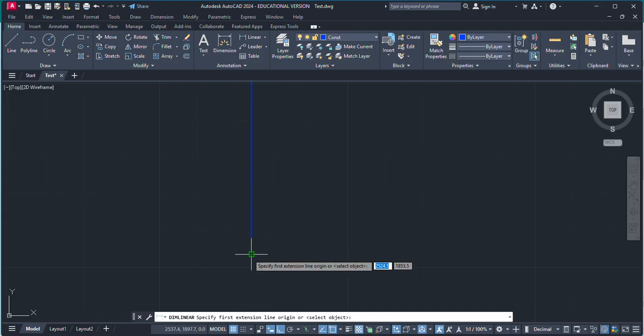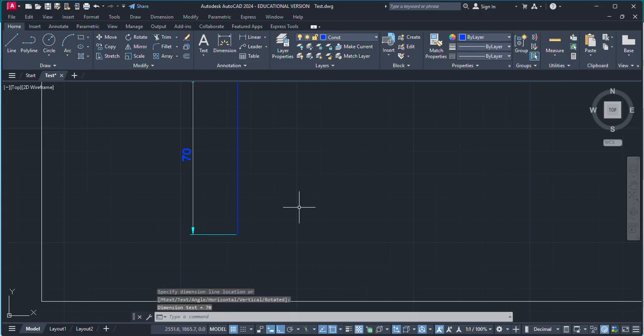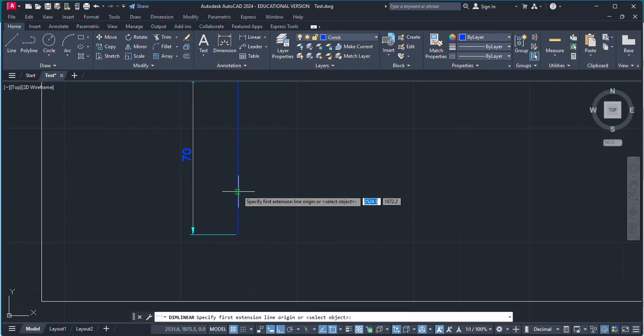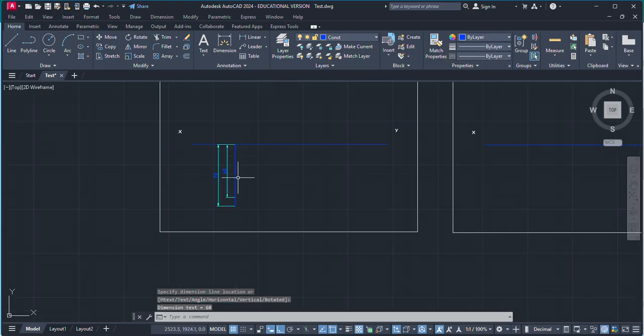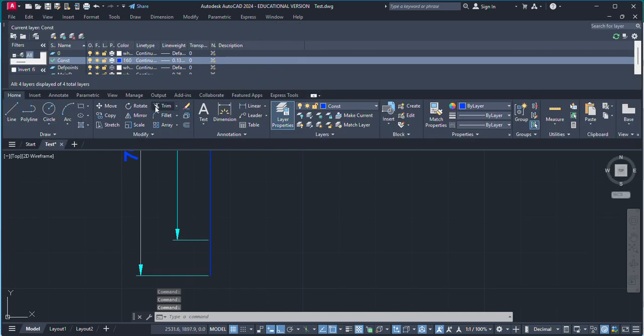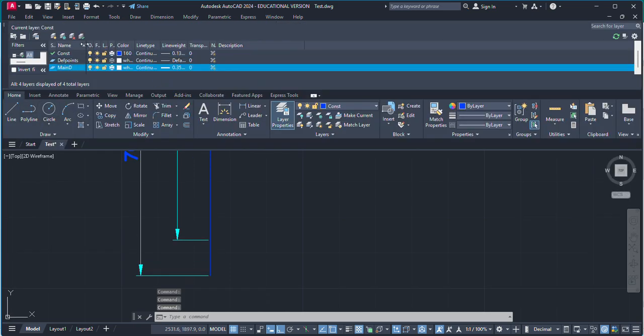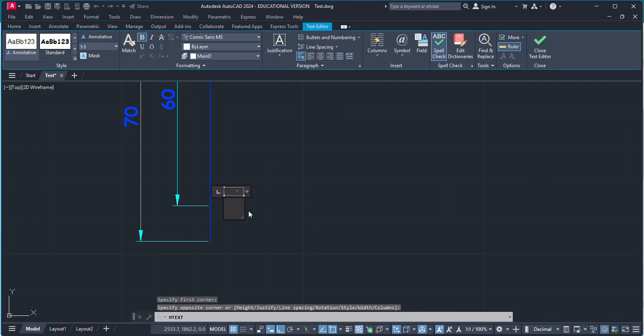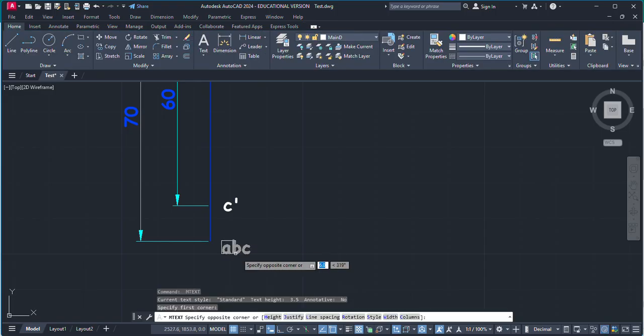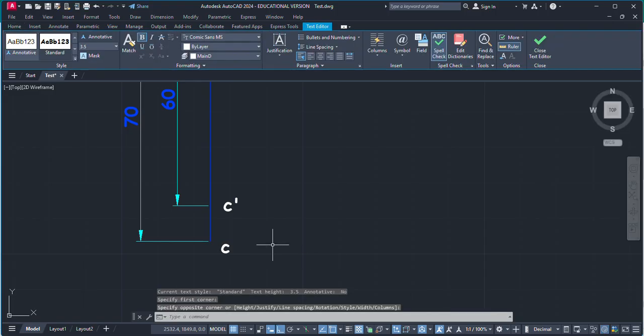Just measure this linear distance from here to here, 70 mm, and from this point this distance is 60 mm. At 60 mm we have our front view because it is below HP. So the front view will be here, which is represented by C dash, and the top view is 70 mm in front of VP, so it will be represented by C.